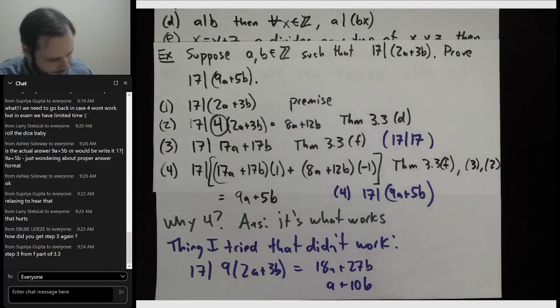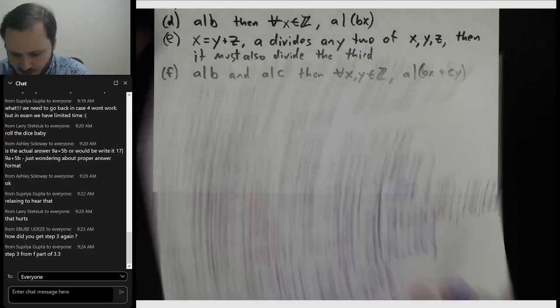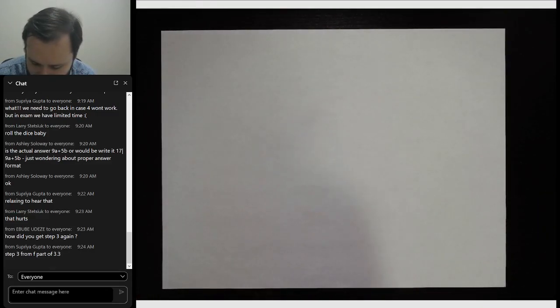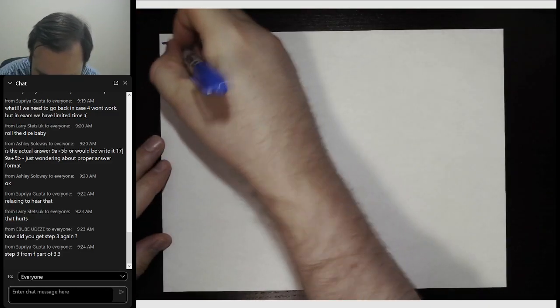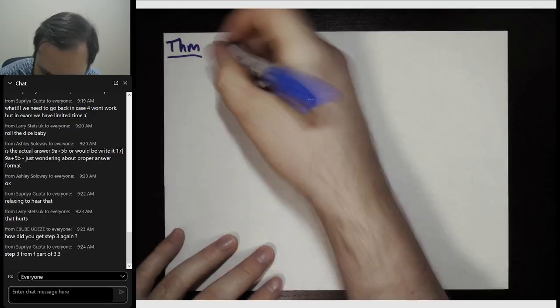Let's keep going. Let's prove some more things. Proving things is good. Let's prove some things about prime numbers. Theorem. I start getting lazy and just write THM instead of theorem.